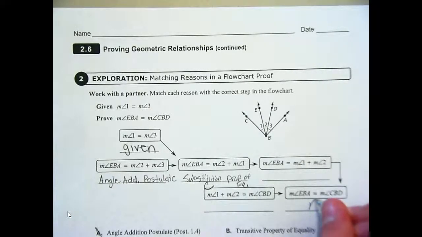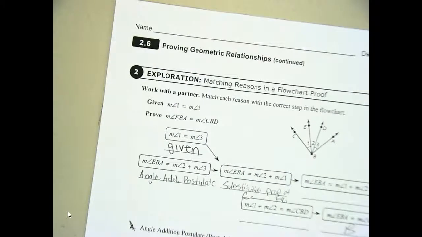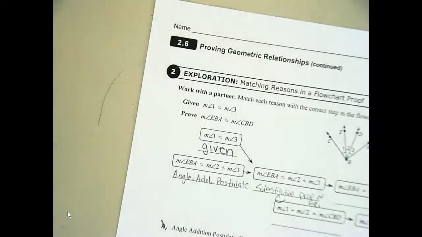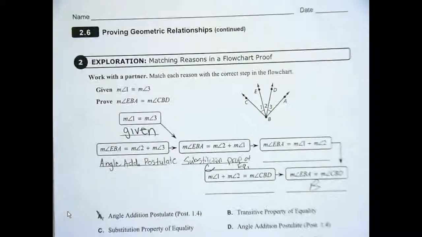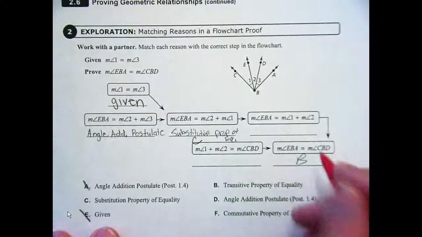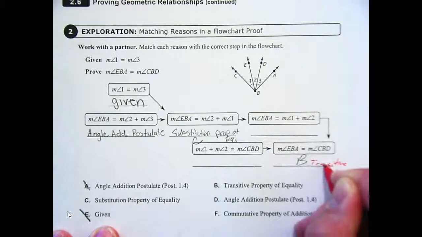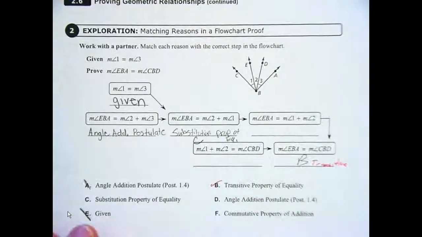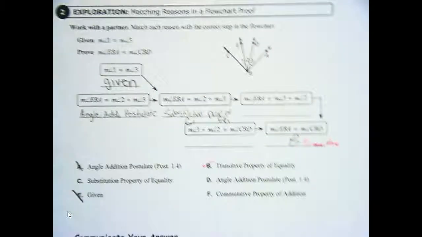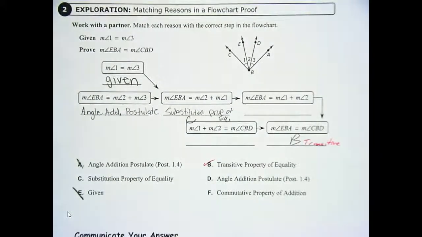Oh. Looks like we have 2 more. No one wants to do the other 2, huh? I think B is transitive. Okay. We're correct so far. So it looks like we have 2 others.